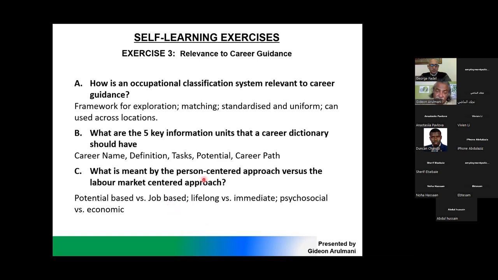availability. Person-centered approach is lifelong. If a person has a linguistic and a spatial ability, it's there with him or her for the whole of her life. Whereas labor market information can change in 3 days. Today what is in demand, those jobs are gone. There are no more jobs in that area. So the labor market information system will show a different profile very, very quickly. The person-centered approach is psychosocial. It's about the mind, it's about culture, it's about the society, whereas the labor market side is economic.